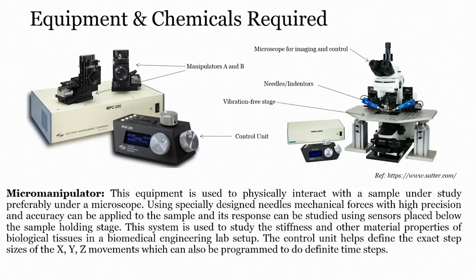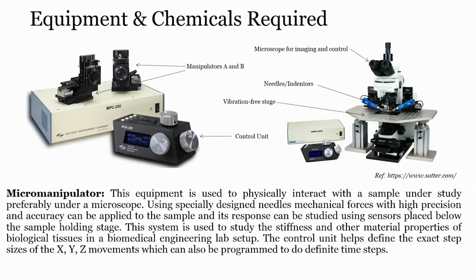So, this is from the shutter equipment, which we have bought in our laboratory, and you will be able to see how the micro manipulator looks. The equipment, as written here, is used to physically interact with the sample under study, preferably under a microscope. Using specially designed needles, mechanical forces with high precision and accuracy can be applied. You can see needles and indenters applied to the sample, and its response can be studied using sensors placed below.